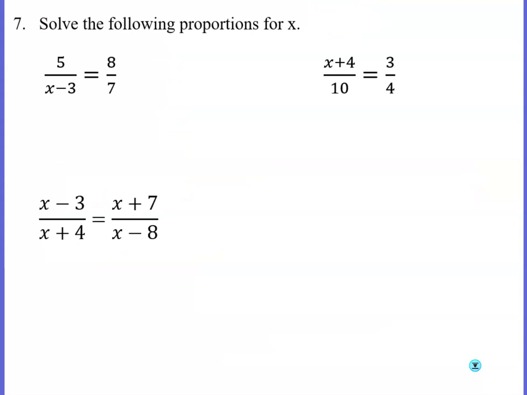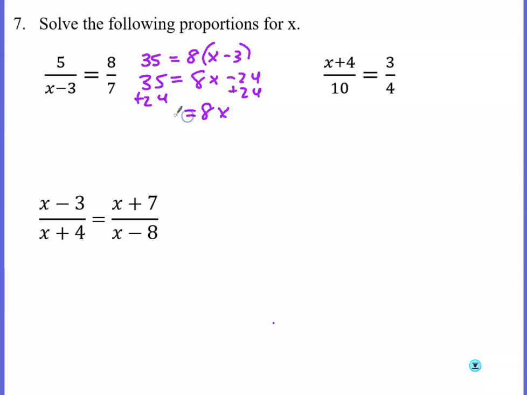Oops. For these, you're just cross multiplying to solve. So 5 times 7 would give me 35. Here, I need to do 8 times the quantity x minus 3. So I get 8x minus 24. I'm going to carefully add 24 to both sides. So I get 8x equals 59. And I made these up, so it's okay that that does not come out nice. You can leave it as 59 over 8.